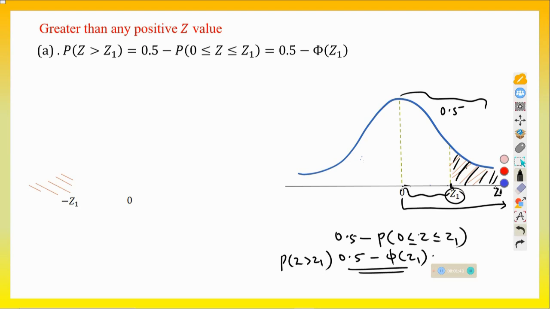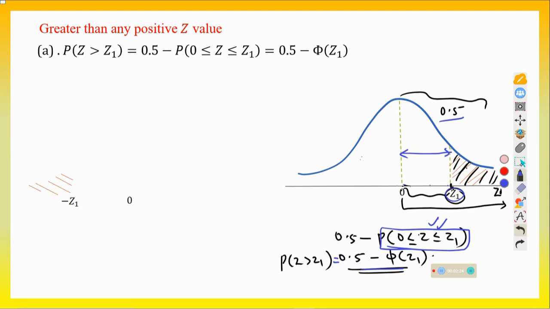If I need this probability from here to here, and I know the whole probability of this is 0.5, and I know that this probability from here up to here I can easily get, then I can easily obtain the remaining probability. By getting the whole of it, which is 0.5, I subtract the table reading of Z1. This value is what we obtain from the tables. So it is better to first express what you have in terms of the value that can be easily read from your table. That's why we are doing all this. So the probability of Z greater than Z1 is the same as this.